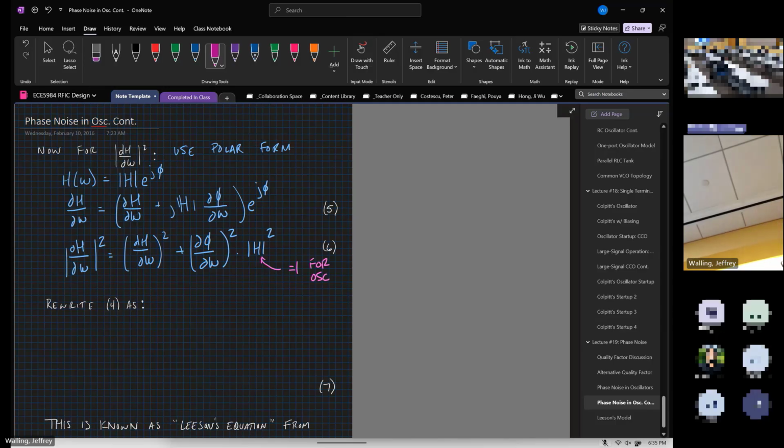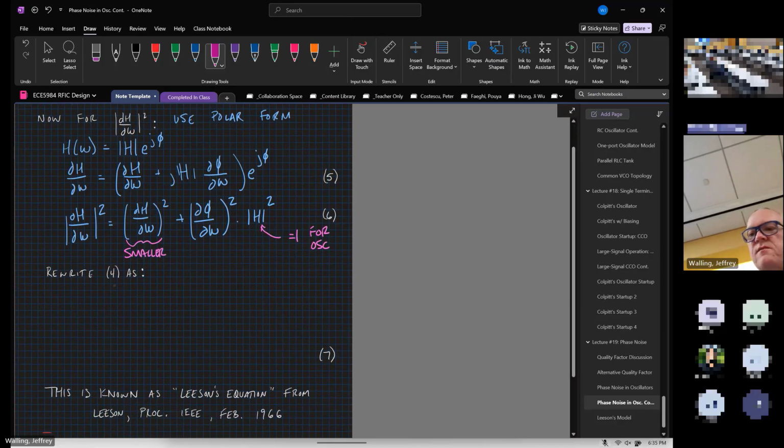Okay, so our transfer function is equal to 1 for oscillation. We said that this was a small value earlier. Small value squared is smaller. And we can rewrite 4 as y over x j omega squared is equal to 1 over delta omega squared times d phi by d omega squared.